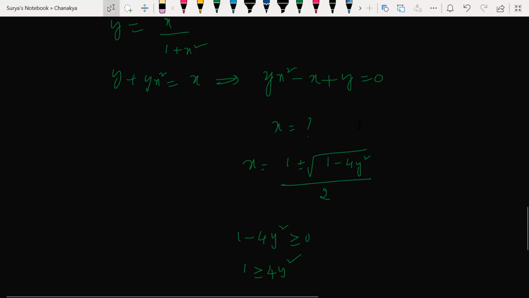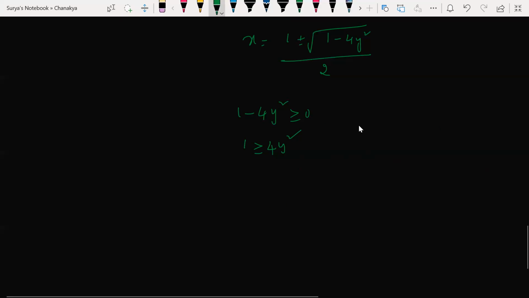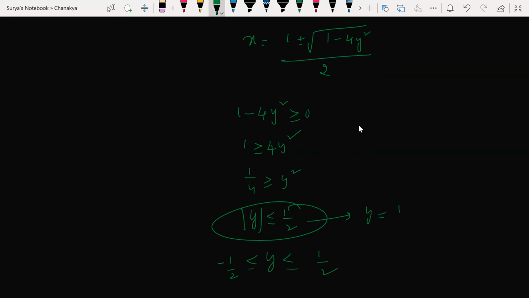So what are the possible values of y now? y square is less than or equal to 1 by 4. Or else you write it like this: 1 by 4 is greater than or equal to y square. So y is equal to plus or minus 1 by 2, and modulus of y is less than or equal to 1 by 2. Now the y value lies between minus 1 by 2 to plus 1 by 2, because the y value can be written as plus or minus 1 by 2 here.